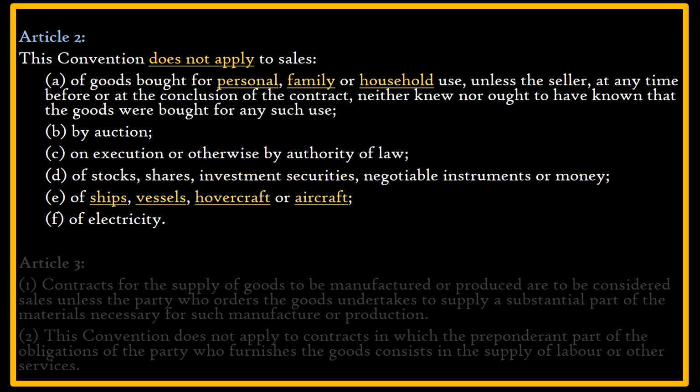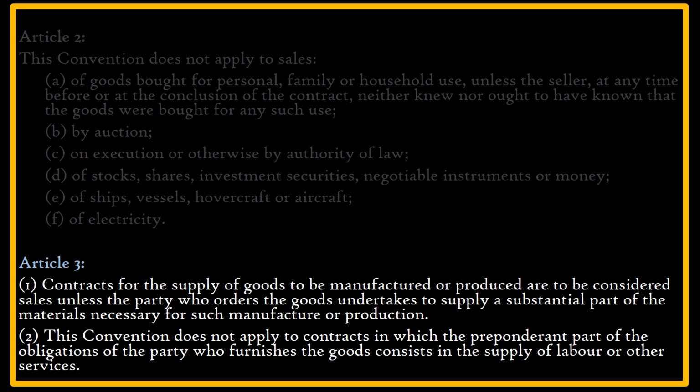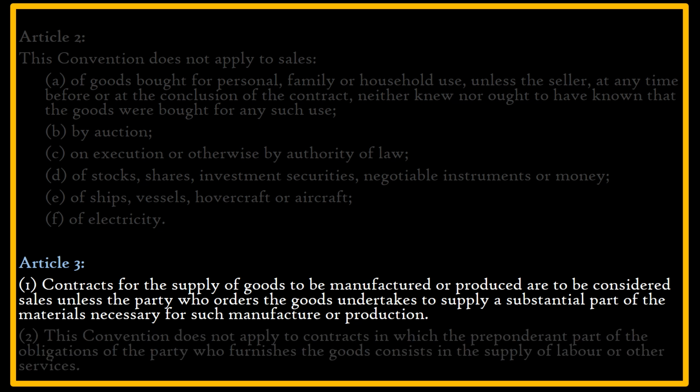The CISG does not apply to ships, vessels, hovercraft, or aircraft. This is different from the UCC. The UCC would apply to contracts for the sale of ships, vessels, hovercraft, or aircraft, but the CISG will not. All right, let's now take a look at Article 3 of the CISG. Let's focus on subsection 1 of Article 3.